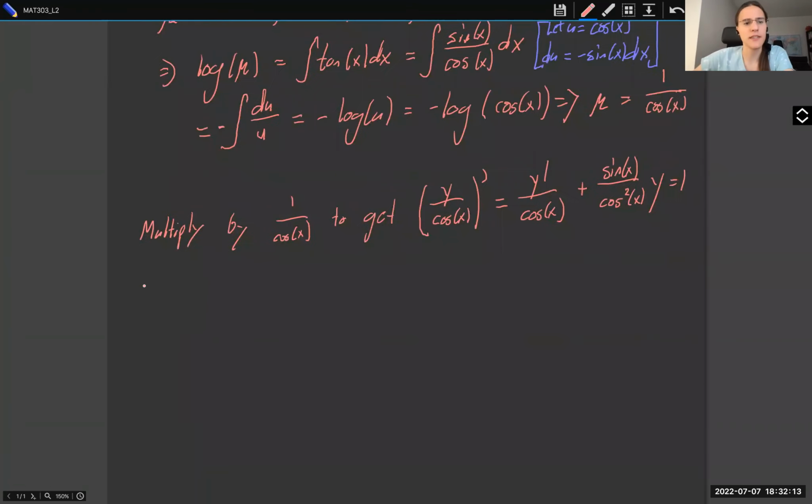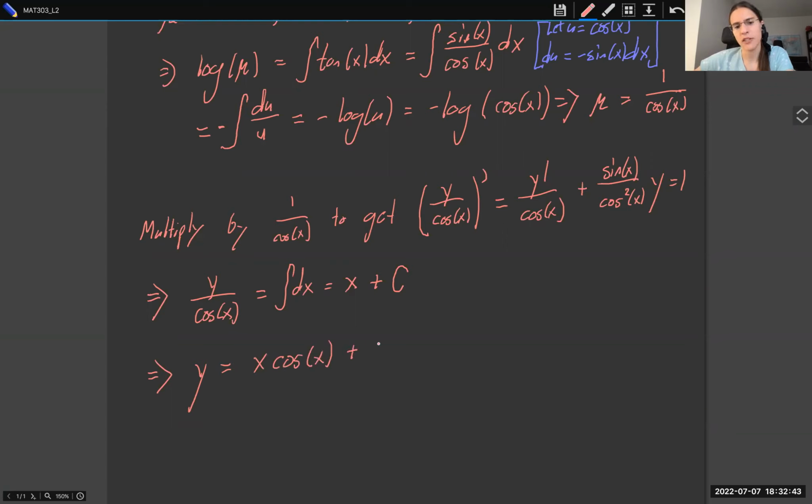And then we integrate this. And when we integrate this, we get that y over cos x equals, well, the integral of dx, which is just x. And then here we add our constant, which I'm just going to add as c. And so that tells me that in general, y is equal to x cos x. That's the particular solution, plus any multiple of the solution to the homogeneous equation. So c cos x.